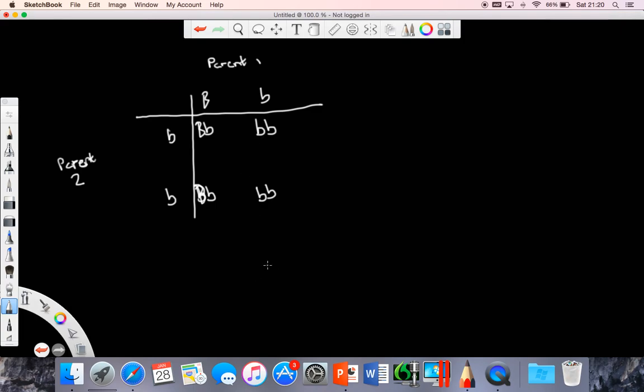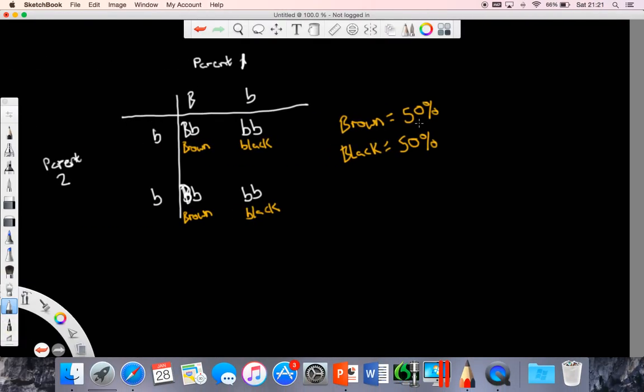So as I said before, if the majority of them come out as black, we would assume that the dominant allele is black. But not necessarily, we need to do a Punnett square first. So if we put their phenotypes in, this one would be brown, this one would be black, this one would be brown, and this one would be black. So if we look at this, brown, according to our Punnett square, would be 50%. We would have half the children being brown and half the children being black. Okay? Now, this doesn't follow what the question is saying. This doesn't follow what we would think, okay?